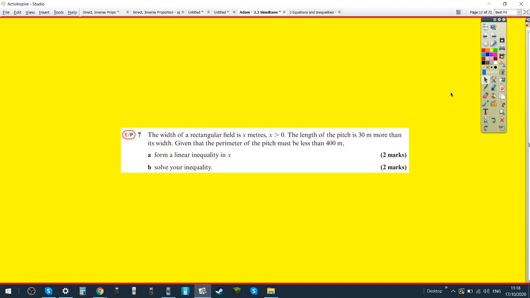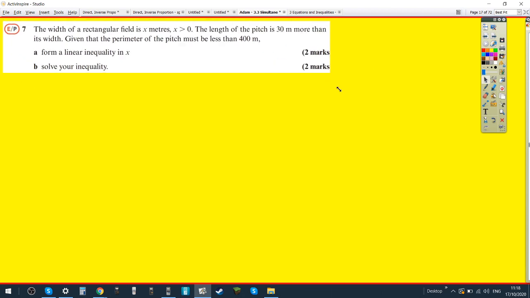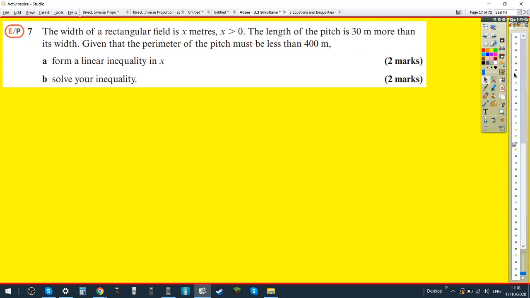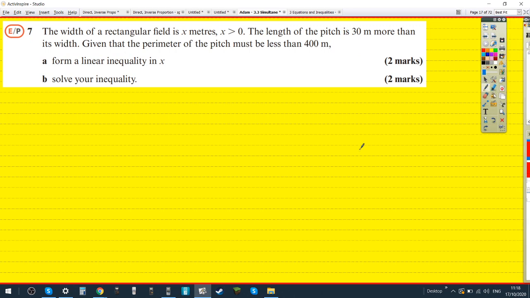Okay, this is worth doing. How about this? Okay. So when it says form a linear inequality, that means it just wants one inequality, just any inequality. Okay.